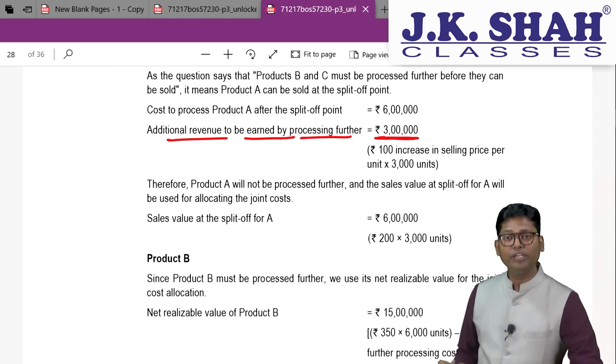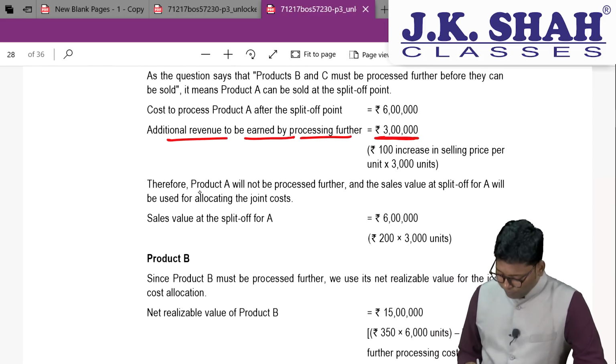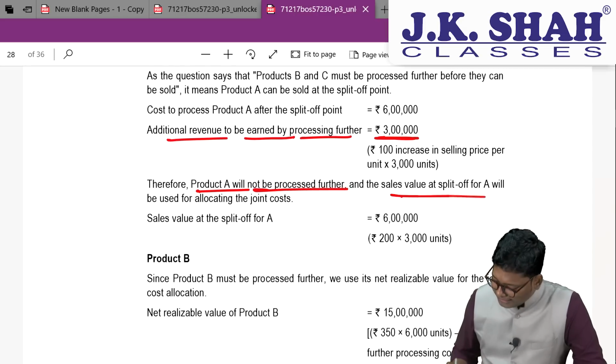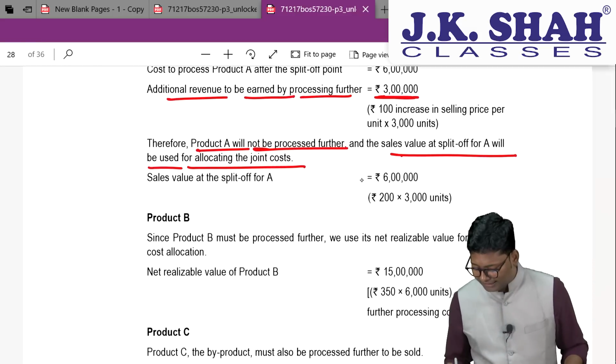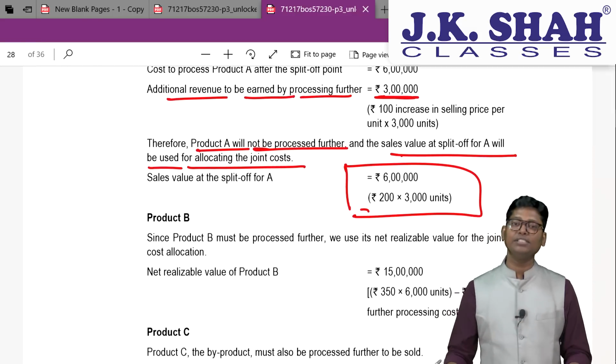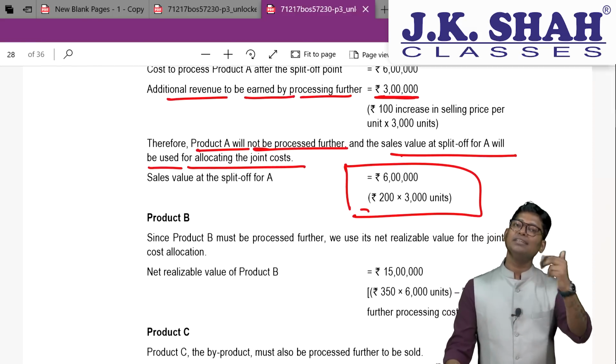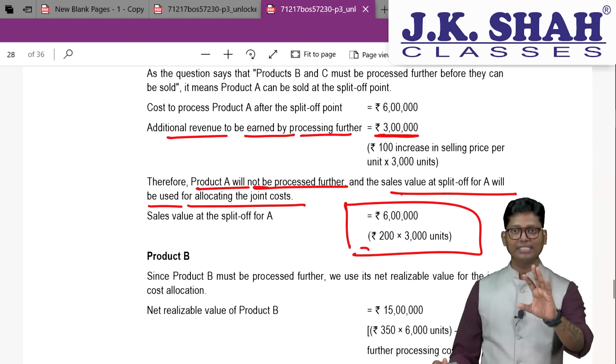Your additional revenue is 3 lakhs, correct? Therefore, product A will not be further processed, as sales revenue at split off for A will be used for allocating the joint cost, and that's why sales revenue at split off is considered, because further processing is resulting in a loss. Hope you have understood this calculation.